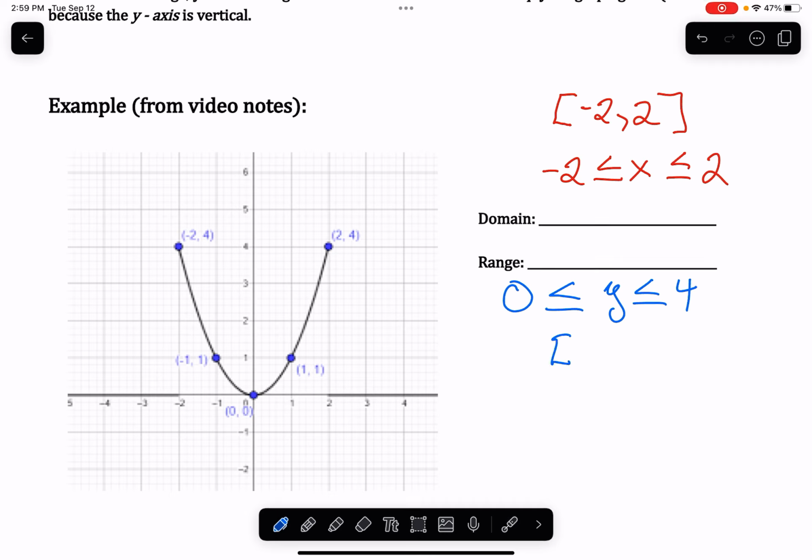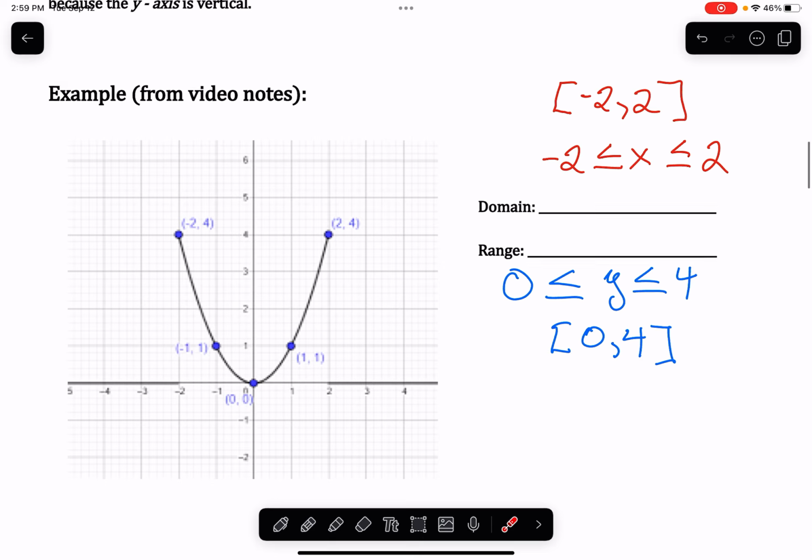And then again, if we are using interval notation, our lowest y value is 0, our highest y value is 4, and these brackets mean that the numbers are included. Now that's pretty much it for this video.